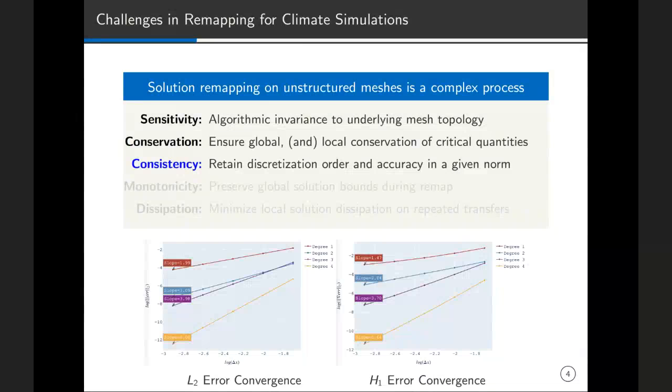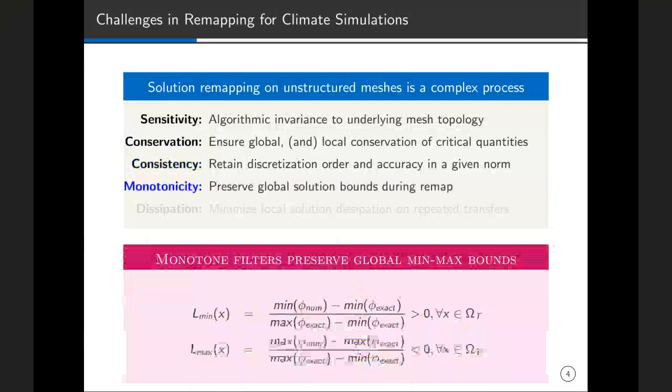The next is consistency. So when we transfer a solution from a source grid to a target grid, can we retain the discretization order on the original source grid and the accuracy in the given norm? So here I show the L2 norm errors and the H1 norm errors, and this is for a generalized moving least squares problem. Just to give you a demonstration, for different degrees, the orders of accuracy are what we would expect. In fact, here for the 4th degree, I have superconvergence, but that's great. The idea is we do not lose any accuracy.